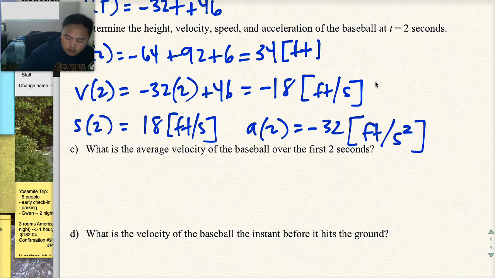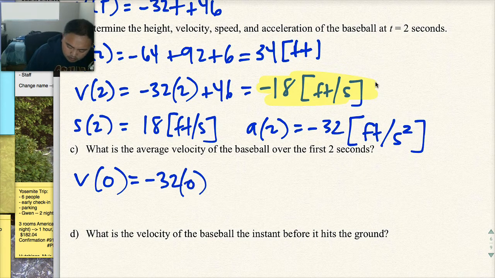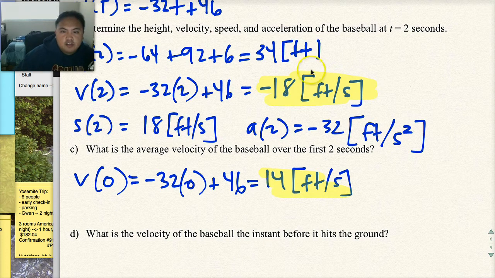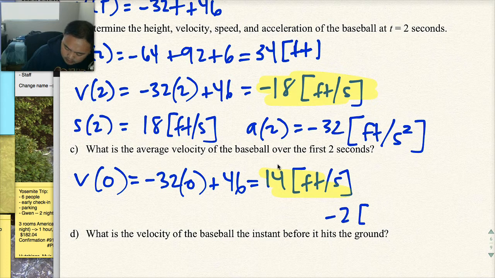Okay. I already know that the velocity at 2 seconds is negative 18. Okay. Let's find out what the velocity is at 0. If I plug in 0, I get negative 32 times 0 plus 46, which is 46 feet per second. Okay, so here's the velocity at 0. Here's the velocity at 2. If I want the average, I add the two and divide by 2. Okay, so average this out. If I add these two, I get 28. And divide by 2, I get 14. So my answer is 14 feet per second.